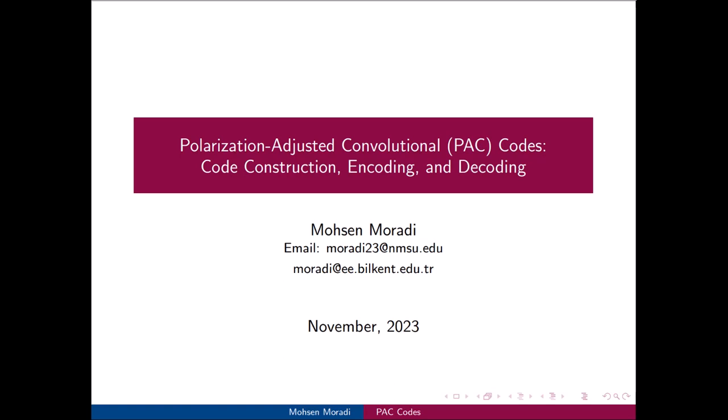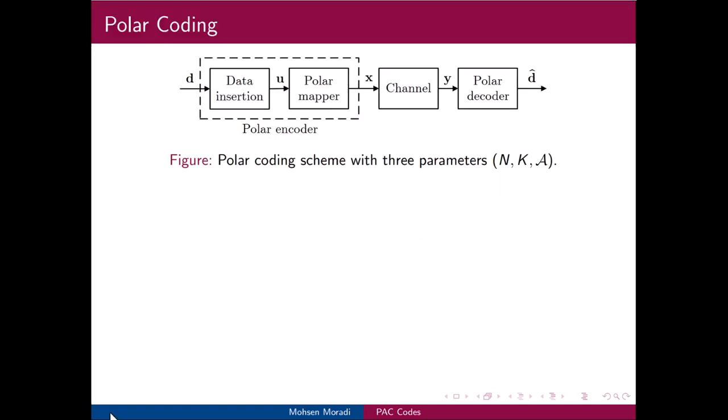In this series of lectures, I want to talk about polar codes and also polarization-adjusted convolutional codes, call it PAC codes. We will discuss different code constructions, the encoding of PAC codes, and also different kinds of decoding algorithms, like successive cancellation, list decoding algorithm, and sequential decoding algorithms like Fano algorithm. First, let's talk about polar coding.